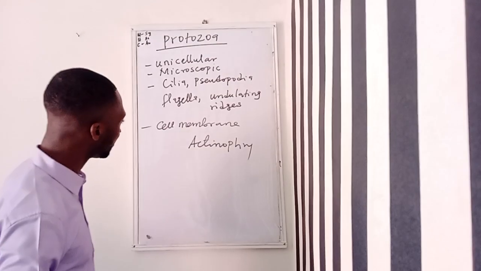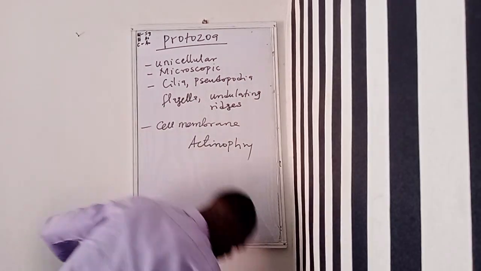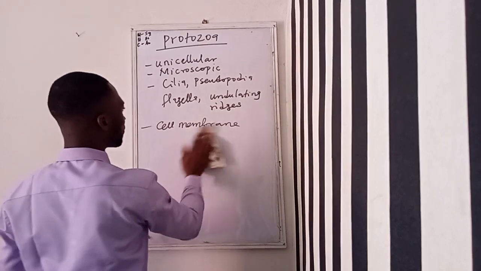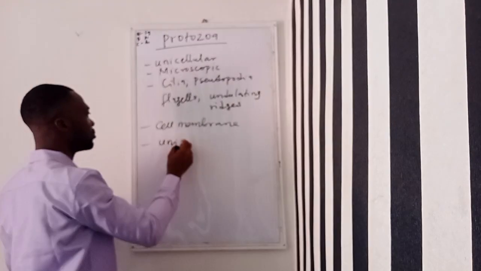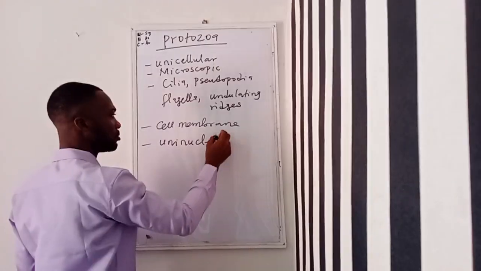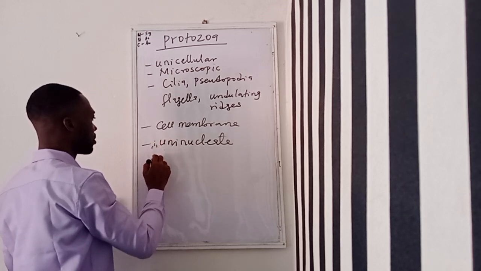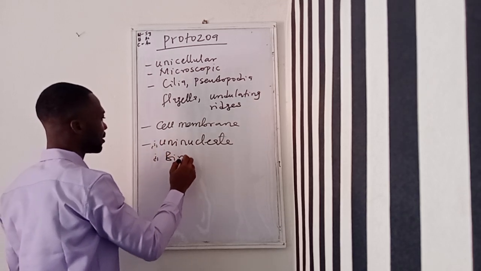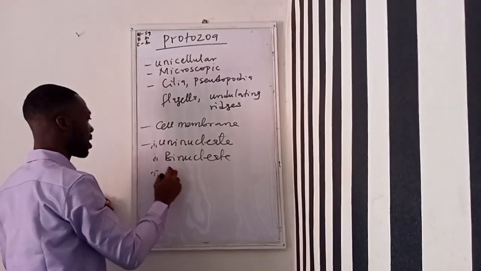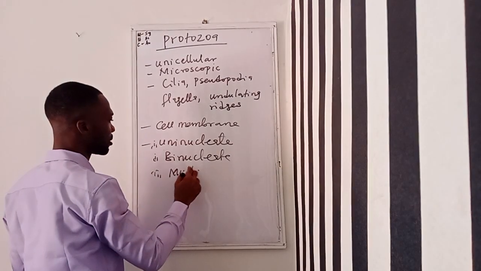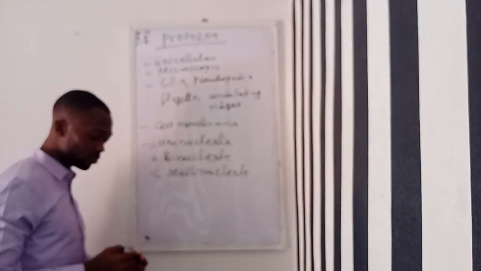Before I talk about means of reproduction, in terms of nucleus, some members of protozoa are uninucleate. What does it mean to be uninucleate? They have one nucleus. Some are binucleate. Some are multinucleate. Example of uninucleate protozoa: Amoeba has one nucleus.